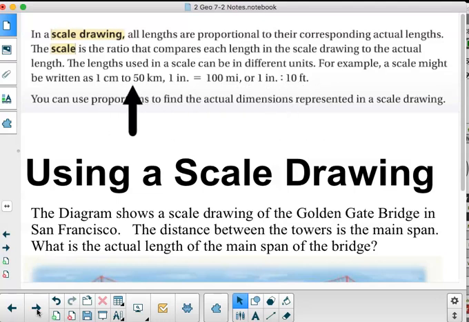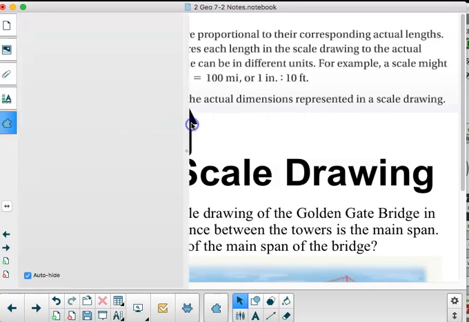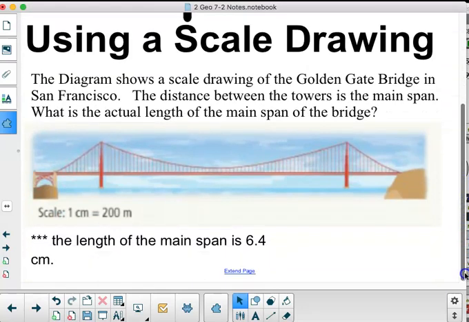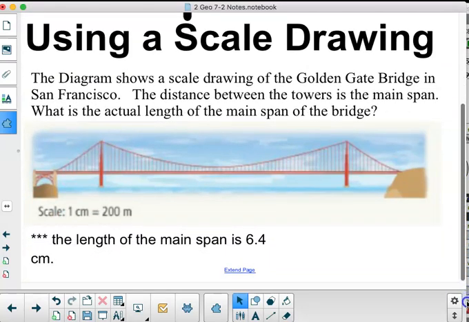So we got to be able to adjust based on how they tell us the scale. You can use proportions to find the actual dimensions represented in a scale drawing. So let's talk about proportions, and we will even bring in some information that you've used in science. Okay, first of all, the diagram shows a scale drawing of the Golden Gate Bridge in San Francisco. The distance between the towers is the main span.